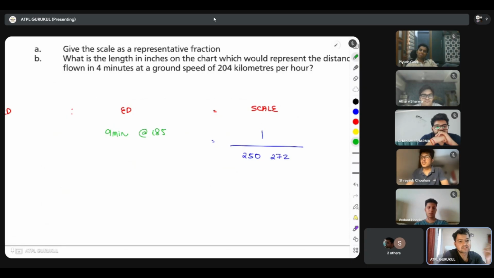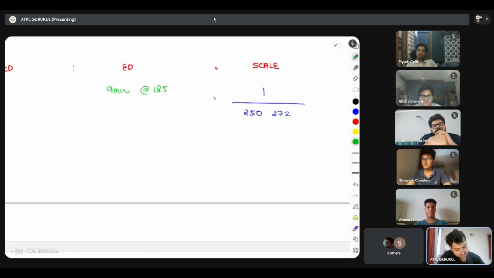Let's understand a faster way of doing it. Distance is equal to speed into time. A normal person would do 9 multiplied by 185 divided by 60, correct? Piyush, you would do the same. What would you do?